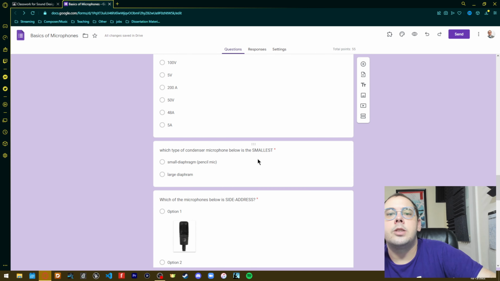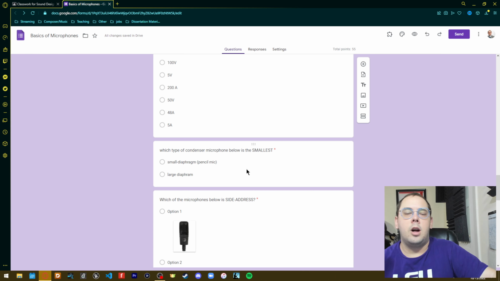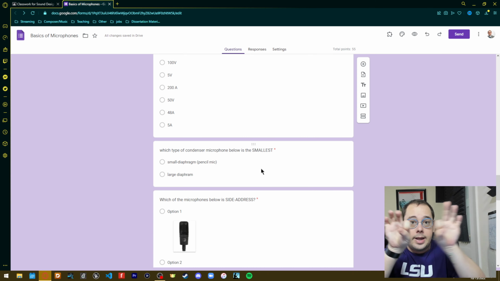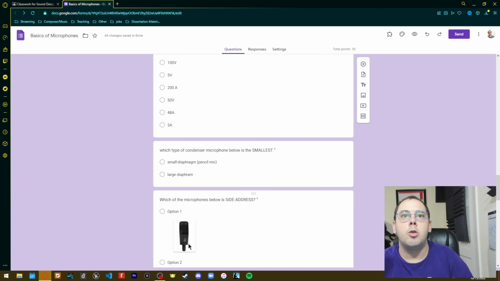Which type of condenser microphone below is the smallest? I didn't include the pictures because this is almost another freebie, because you have the small and large diaphragm microphones. Which one do you think is going to be bigger? It's going to be the small one. And those are just the really thin, tiny tube microphones, or more like this one right here, in terms of what a large or small diaphragm condenser mic is.